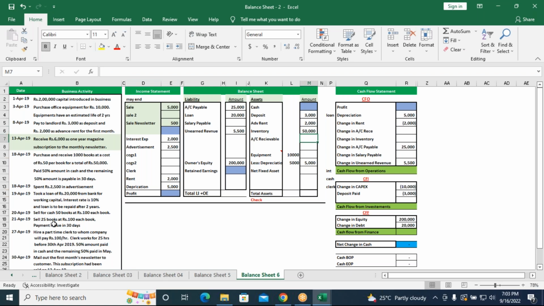Again, I'm making a sale of 25 books at rupees 100, equal to 25 into 100. So how much will be the COGS, girls? Girls, I want you people to answer. It is equal to 50 into 50, and COGS 2 will be equal to 25 into 50. That is, 50 books I have sold, and the cost incurred to buy those books was 50 per book. So in inventory, I'll subtract this, minus 50 into 50.